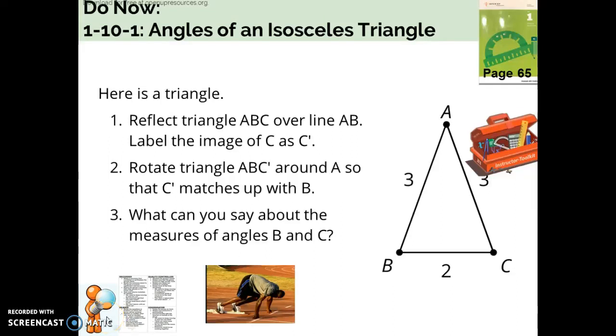Hello class, today we are talking about transformations. We're still looking at reflection, translation, and rotation.